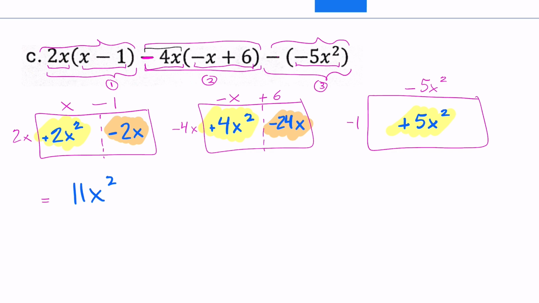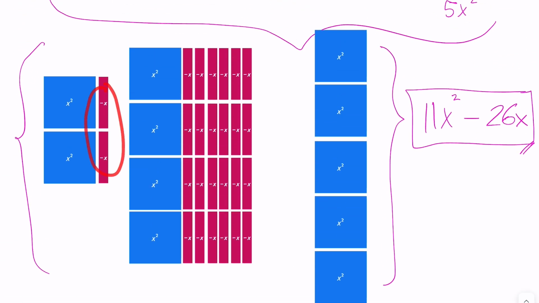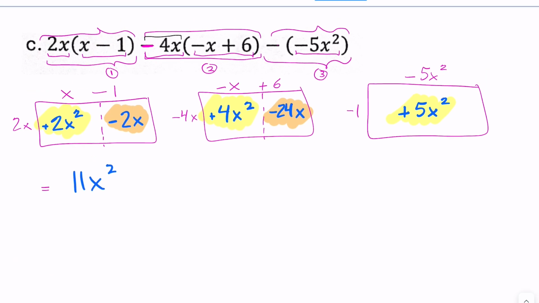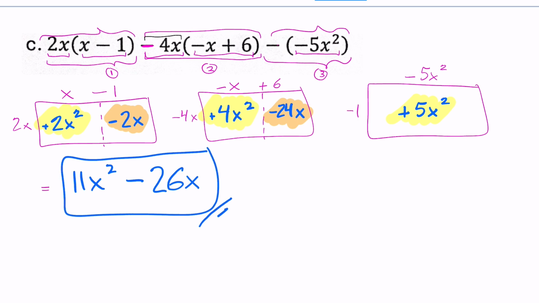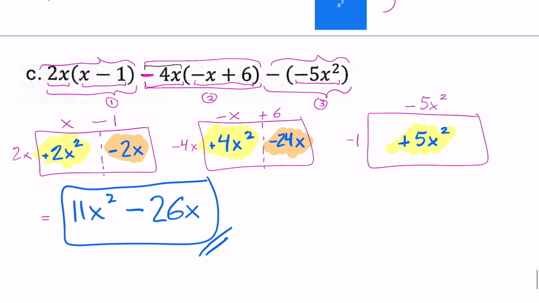Here I have -2x, and I'm combining that with the -24x. That just comes from here. -2x, -24x. I combine them, I get -26x. Right? And so that is my answer using just pure algebra. And that's kind of what I would expect you to do, how I'd expect you to show your work on the quiz as well. Okay?